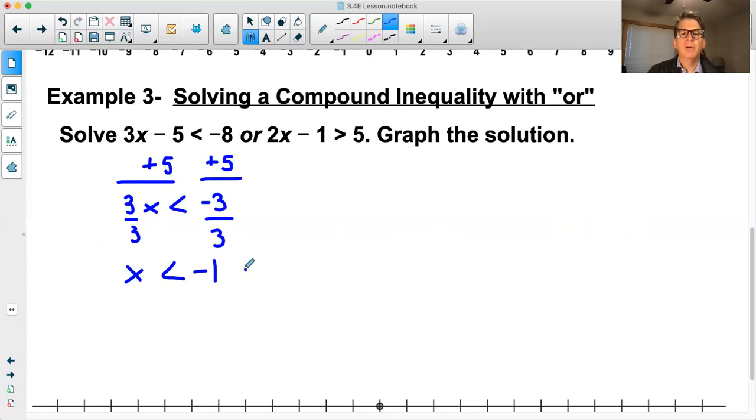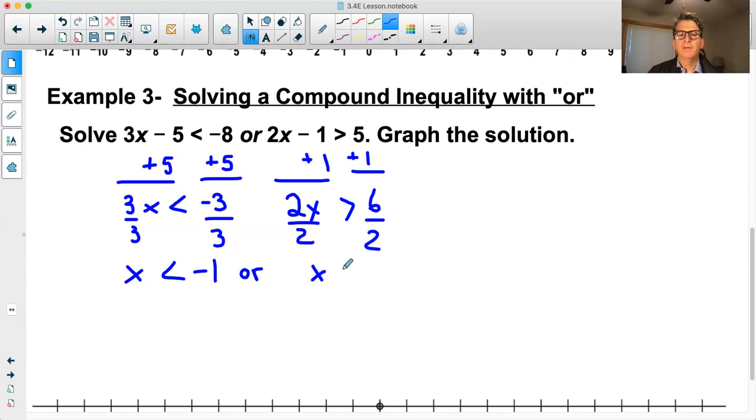Now I'll put my "or" down here. Or, so now I'll work with the right side, add 1. Keep working on solving with inverse operations. It's just a big part of this whole entire class and next year too. 5 plus 1 is 6. And if you divide by 2, folks, you end up with x is greater than 3.